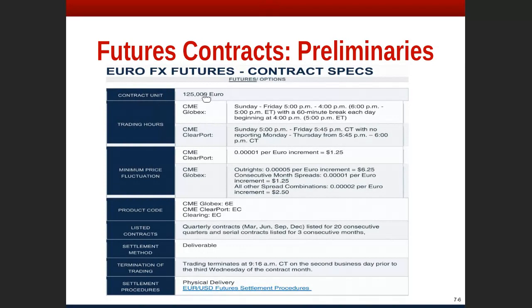What does this mean? Well, what this means is that if you sell this contract, then you are taking on the obligation of selling 125,000 euros, right? Now, on the other hand, if you buy this contract, then your obligation is to buy 125,000 euros. So you can see that the size is clearly specified, right? Everything else is clearly specified.